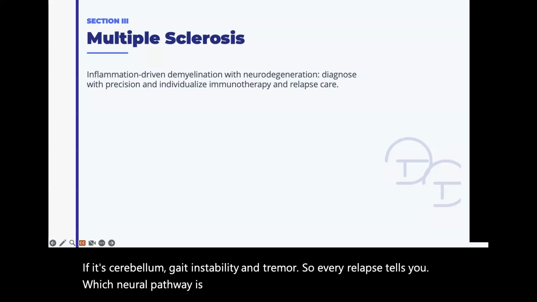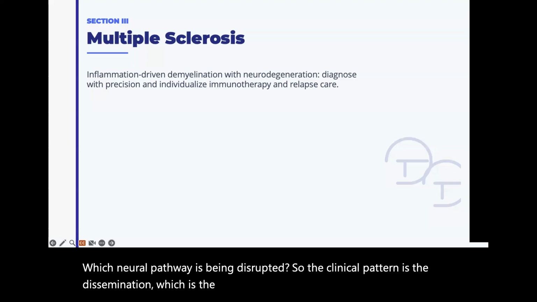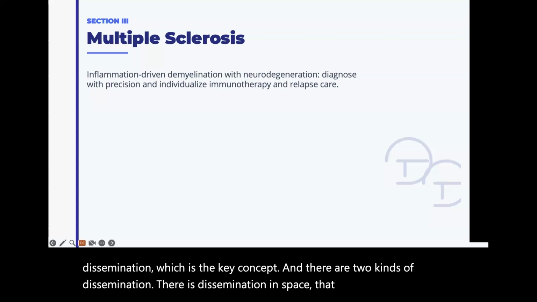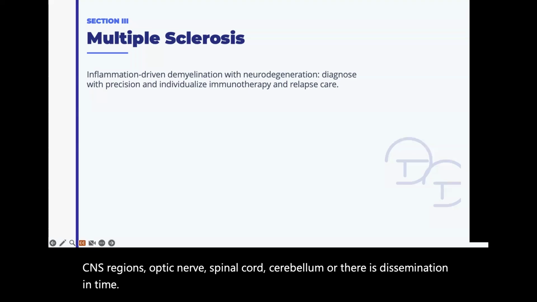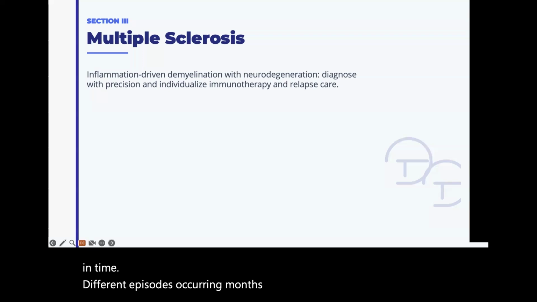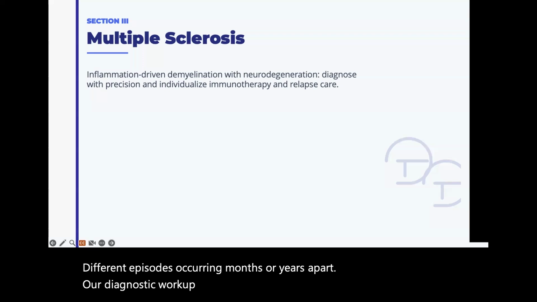So the clinical pattern is the dissemination, which is the key concept. And there are two kinds of dissemination. There is dissemination in space, that is lesions in different CNS regions, optic nerve, spinal cord, cerebellum, or there is dissemination in time, different episodes occurring months or years apart. Our diagnostic workup is essentially trying to prove both of these.